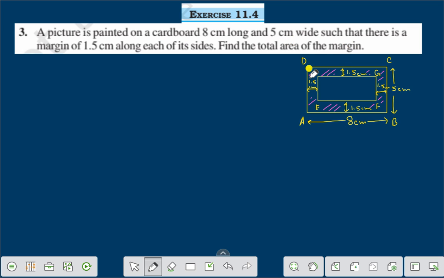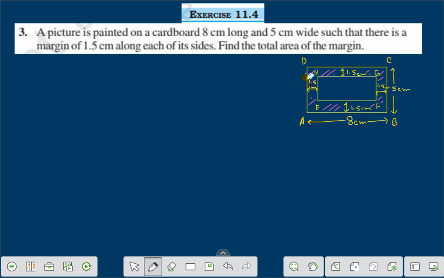That means here you see this is the cardboard. Suppose the length of this is 8 cm, breadth is 5 cm, and this is a margin of 1.5 centimeter on all sides. This is 1.5, this is also 1.5, this is 1.5 centimeter, and this is 1.5 centimeter. You have to find the area of the margin. The shaded portion is the margin.